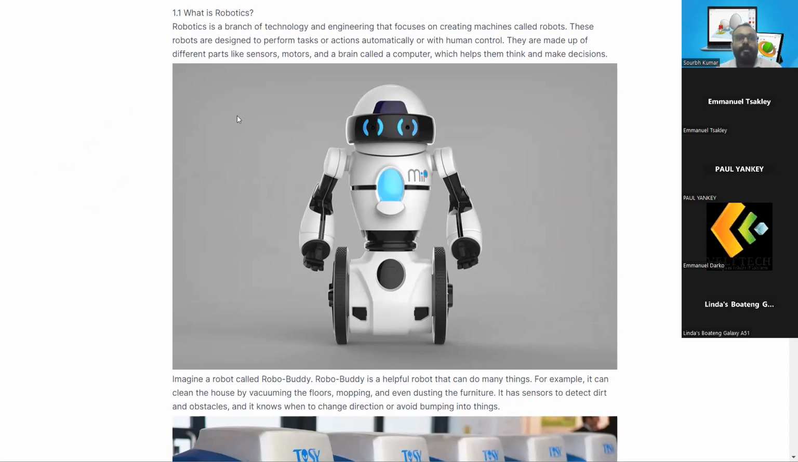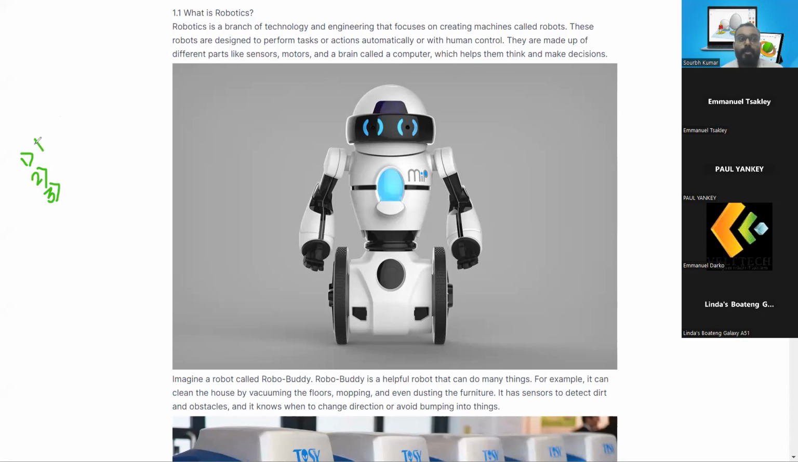So robotics is a branch of technology and engineering focused on creating machines called robots. These robots are designed to perform tasks or actions automatically or with human control. They are made up of different parts like sensors, motors, and a brain called a computer. So if we have to define robotics in an overall sense, it is composed of three specific things.